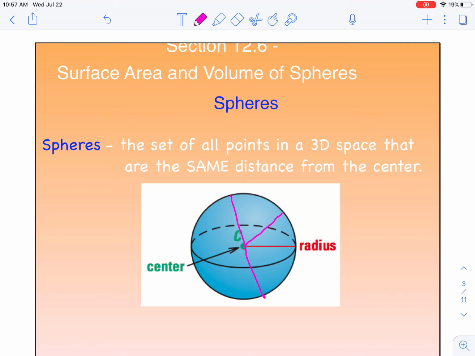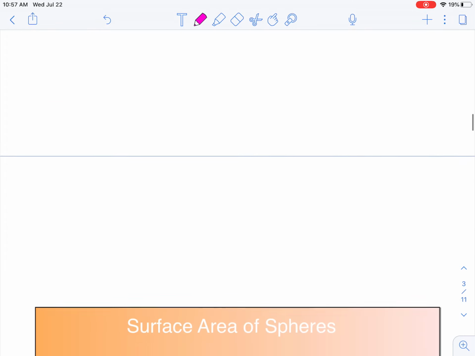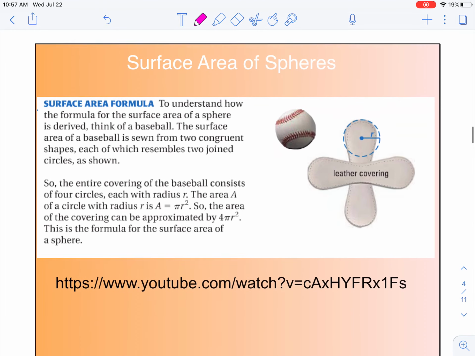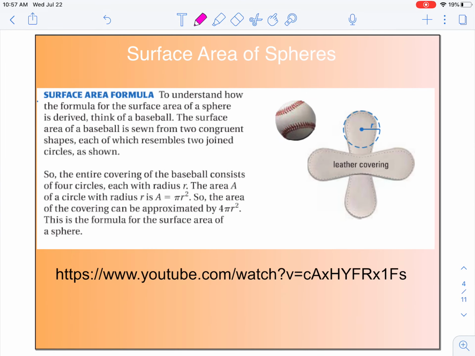And so what you have then is a sphere, or what most of you would look at and think of maybe as a ball of some kind. So surface area of spheres. Well, one sphere we could look at is a baseball, and it has a leather covering. And so to understand how the formula for surface area of a sphere is derived, we could think of the baseball and the covering. And there's kind of a picture of it here.